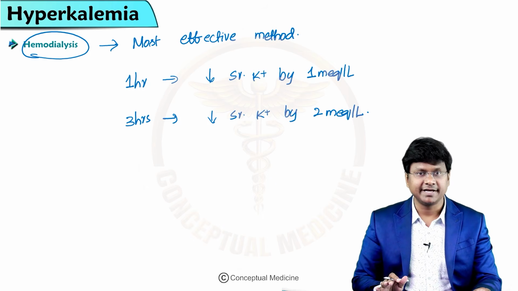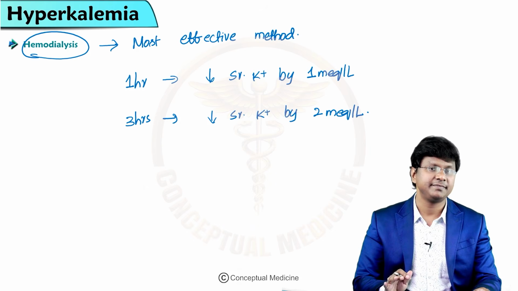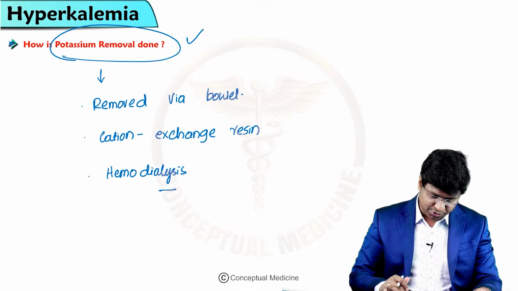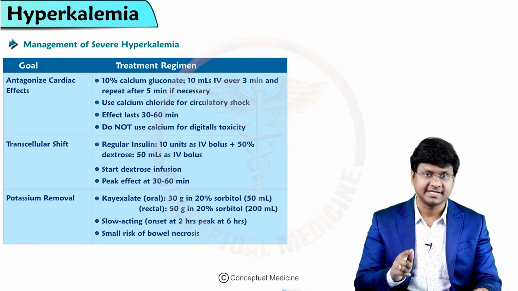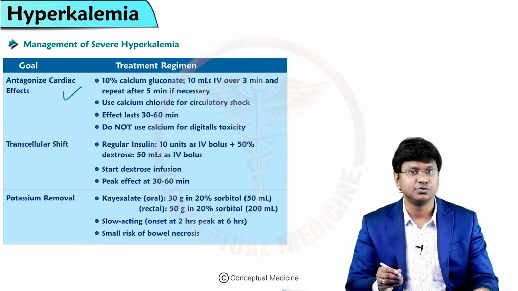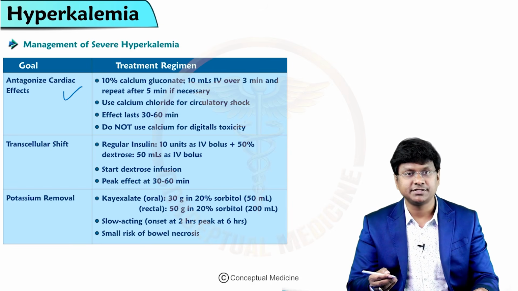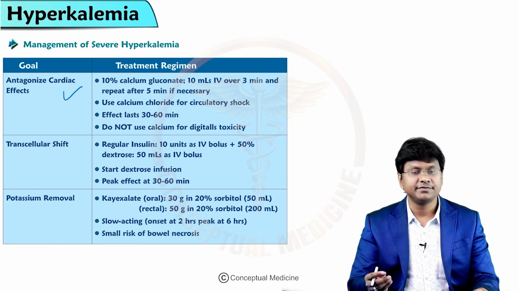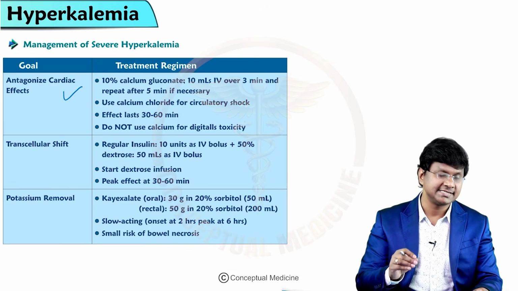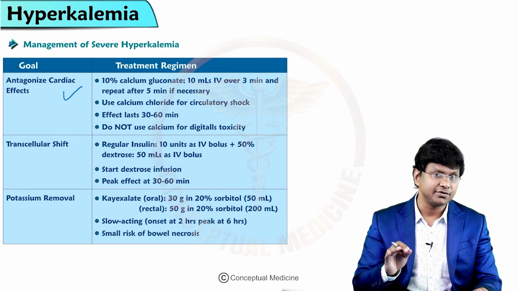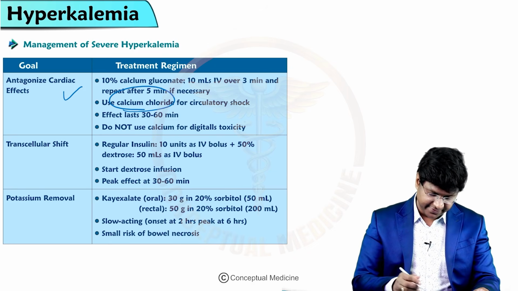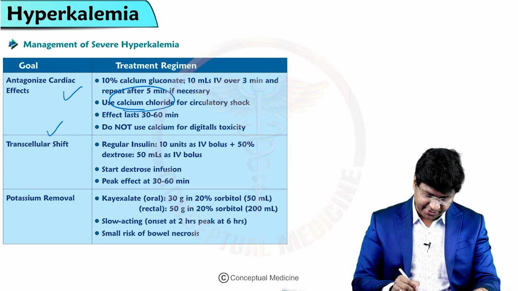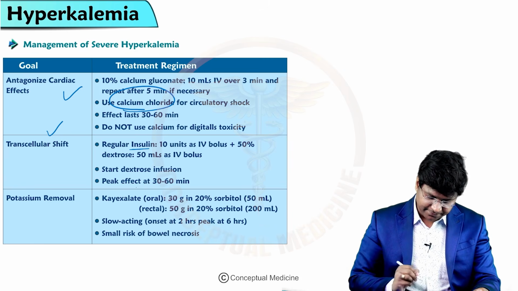Now let me summarize all the methods of the treatment of hyperkalemia. I'll show you a table. First and foremost, antagonizing the cardiac cell membrane is done by calcium gluconate, and the alternative preparation is calcium chloride. You give calcium chloride when the individual is having a cardiac arrest or is in a state of cardiogenic shock. Then the drug causing transcellular shift is insulin plus dextrose solution.